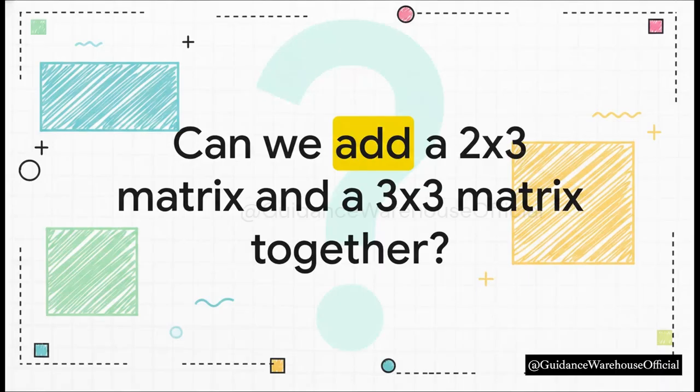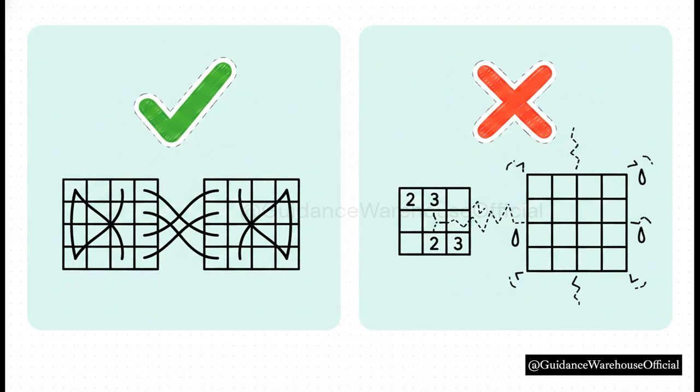All right, let's pause for a quick check. Before we even look at the actual math, just think about the shapes for a second. Based on how structured a matrix is, do you think we can add a 2x3 matrix and a 3x3 matrix together? Just try to picture those two rectangles in your head. The answer is a hard no.